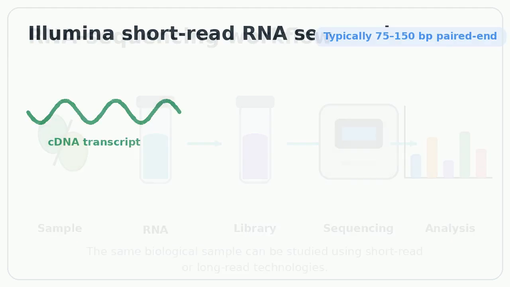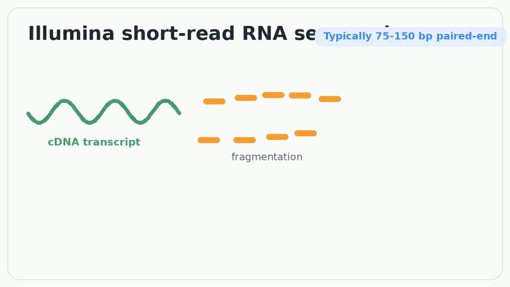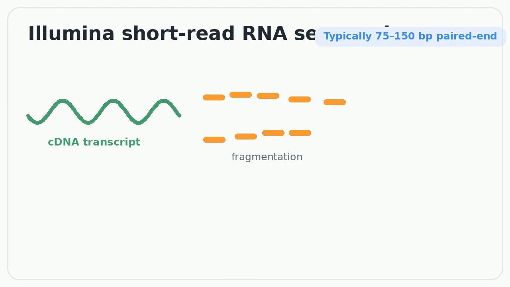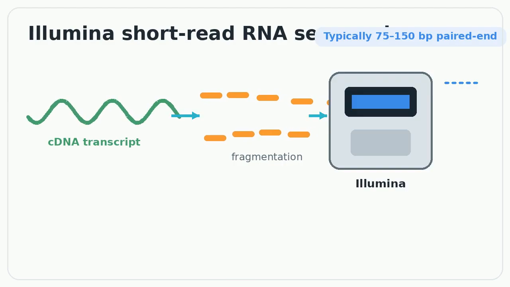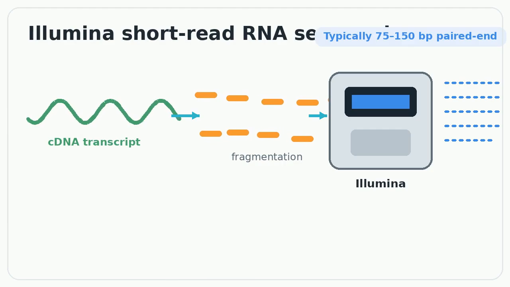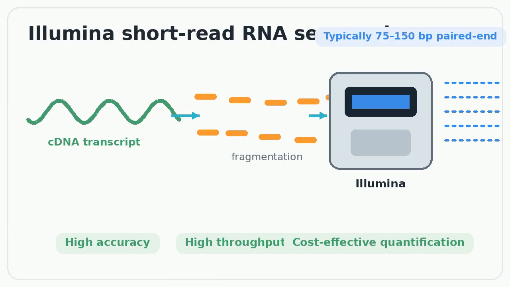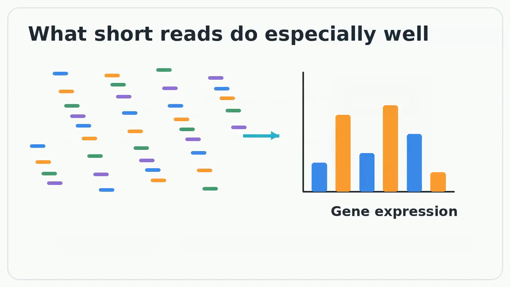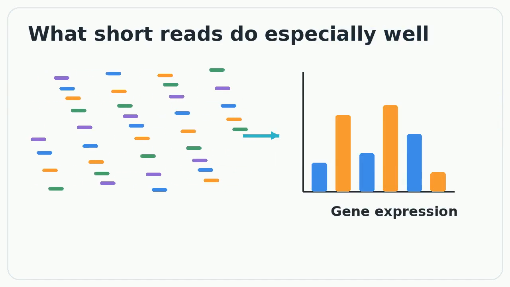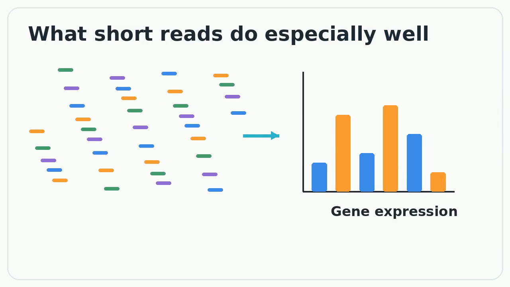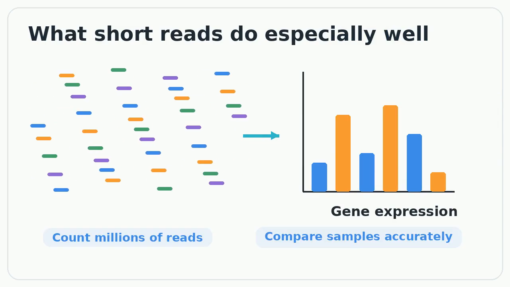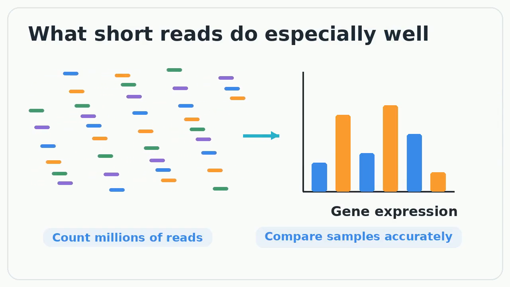In Illumina RNA sequencing, RNA is usually converted into complementary DNA and broken into small fragments. These fragments are sequenced in parallel, producing millions of highly accurate short reads, commonly between 75 and 150 bases from each end. Illumina sequencing provides high accuracy, very high throughput, and a relatively low cost per sample. It is especially useful for measuring gene expression and comparing large numbers of biological samples, treatments, tissues, or developmental stages.